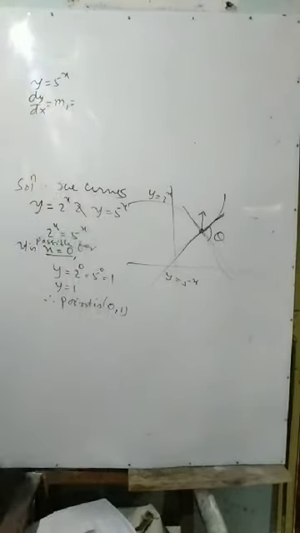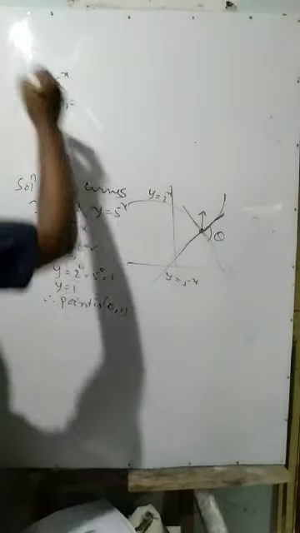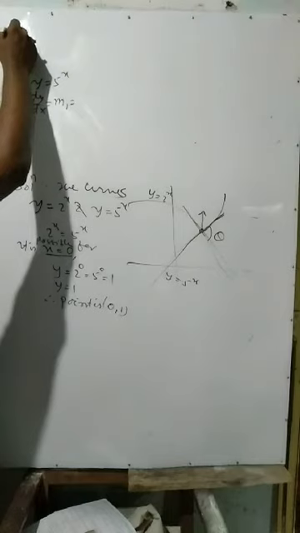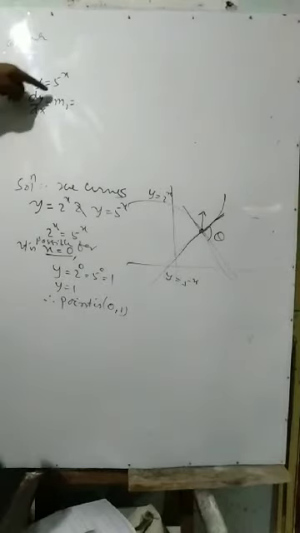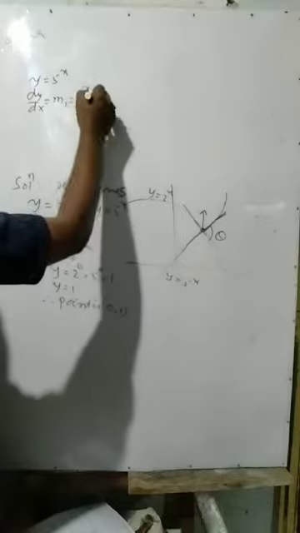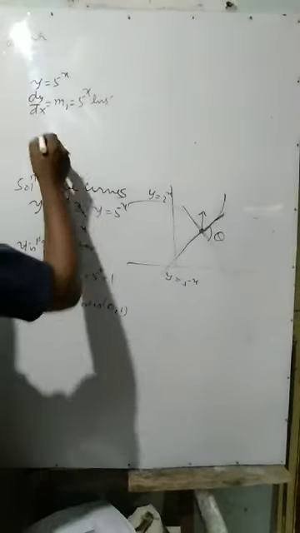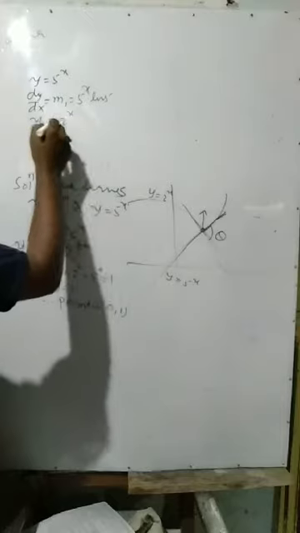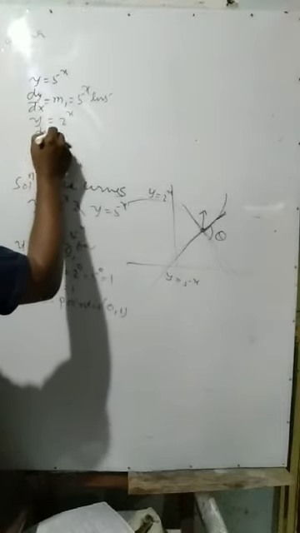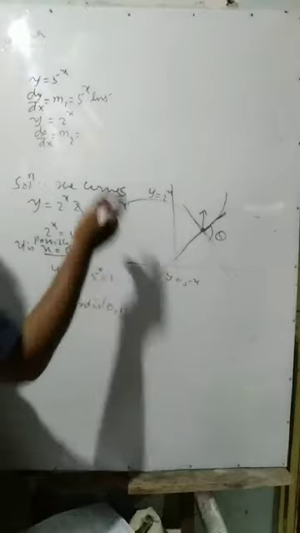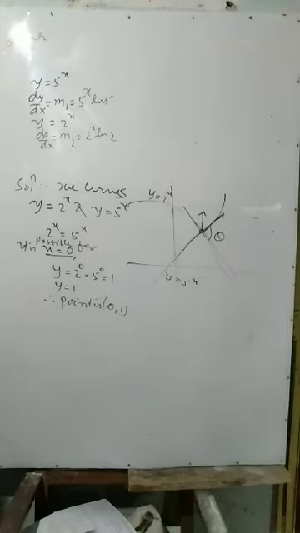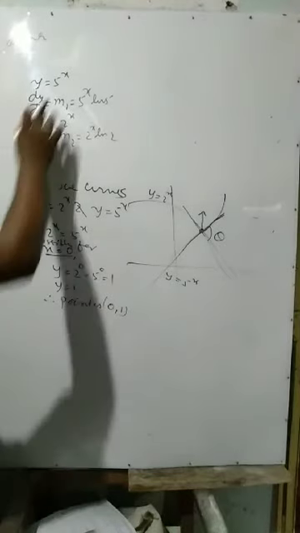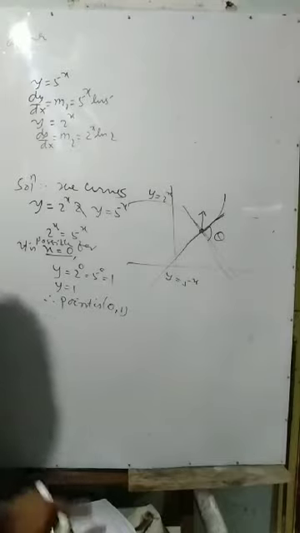We know that the derivative of a to the power x is a to the power x ln a. So the derivative of 5 to the power x equals 5 to the power x into ln 5. Again y equal to 2 to the power x, and dy by dx equal to m2, which is 2 to the power x into ln 2. So we have both slopes.